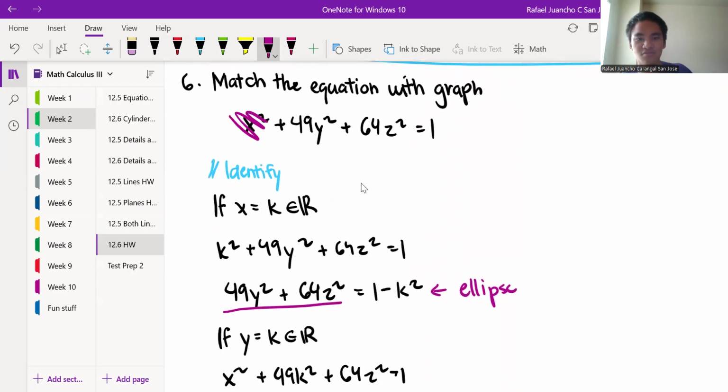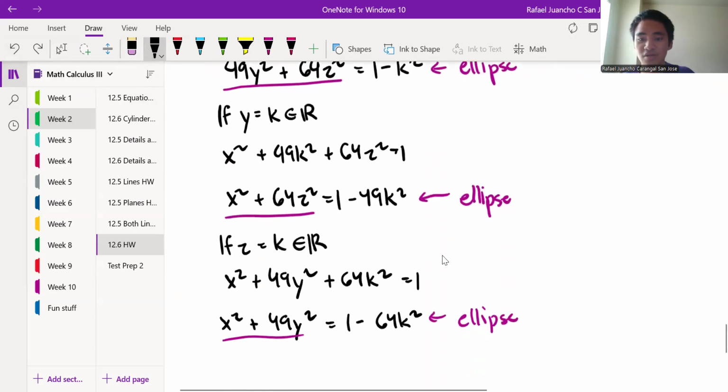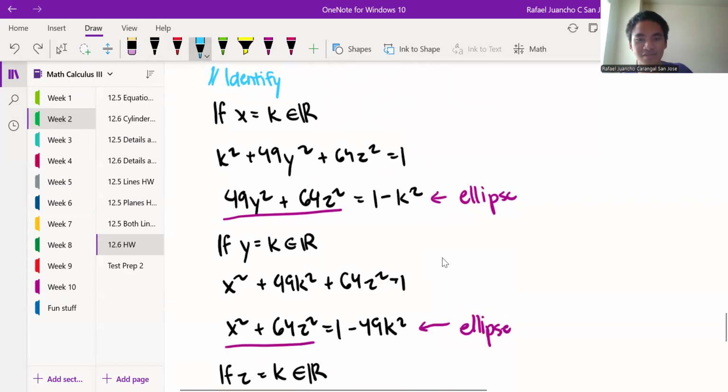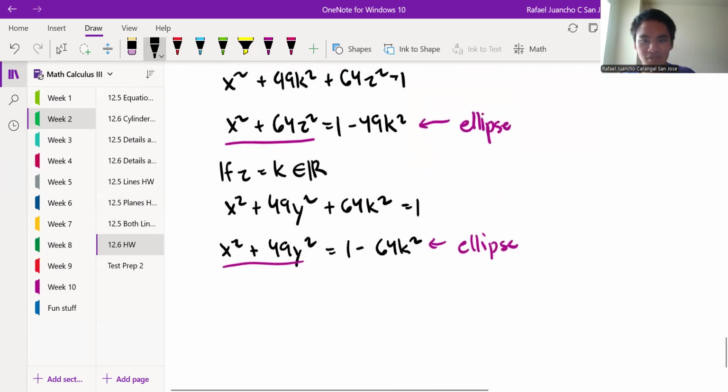An easier trick would be cover x. What do we get? Ellipse. Cover y, what do we get? Ellipse. Cover z, what do we get? Ellipse. So these are all ellipses, the traces. Identify traces. So now we know they're all ellipses. So I'm going to look at some of the graphs here and check which one looks exactly like what I'm trying to find. So this is just a process of elimination. I think this one matches it perfectly, but I'm not super sure.